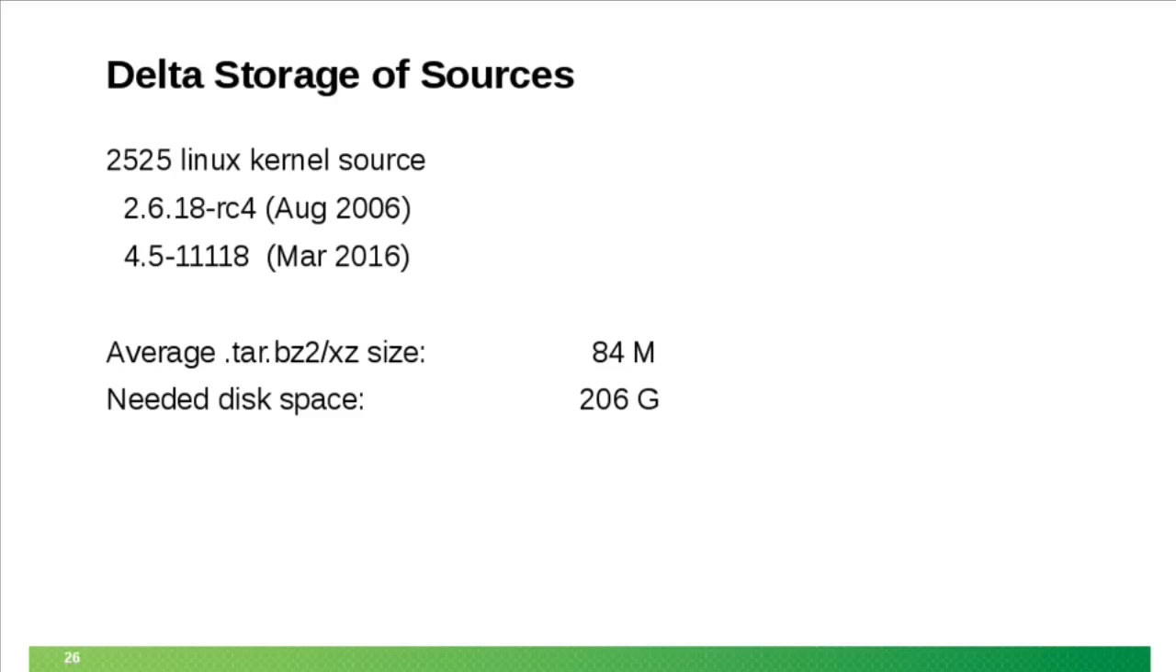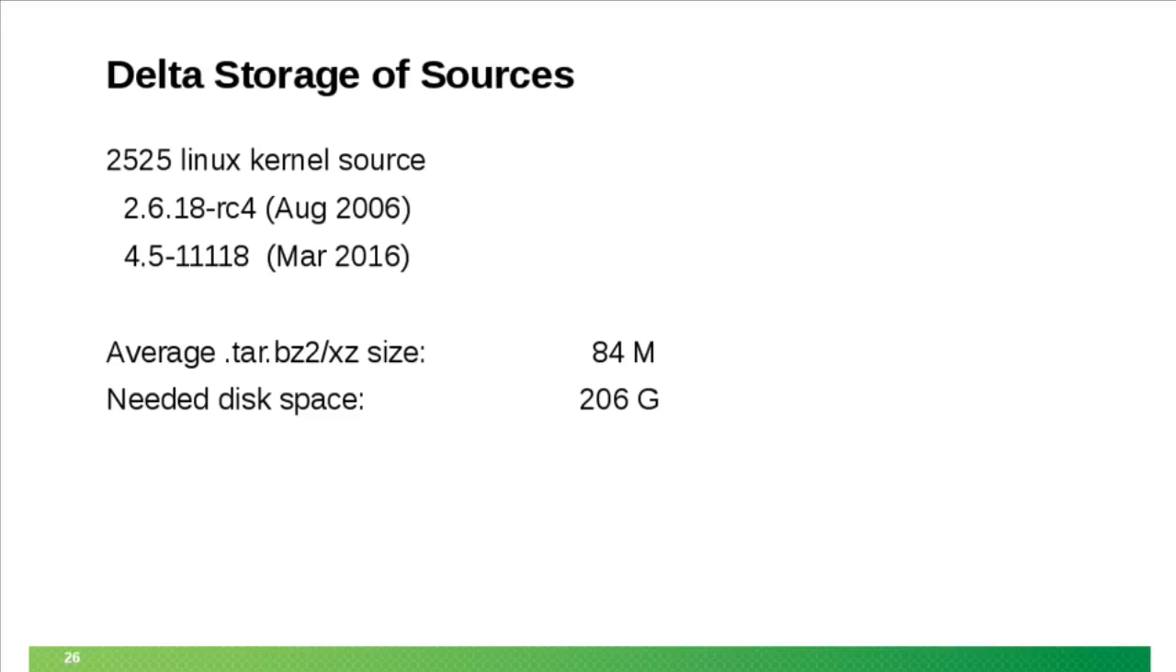So we have collected the examples of the Linux kernel tarball. In our build service, I think it was an internal one, it got installed August 2006. Since then we collected in total 2,500 kernel source releases, meaning tarballs. The average tarball size is 84 megabyte. I think they are way larger than 100 megabyte now, and they were about 40 megabyte back then. And in total, we use 200 gigabytes of disk space only for Linux kernel tarballs.